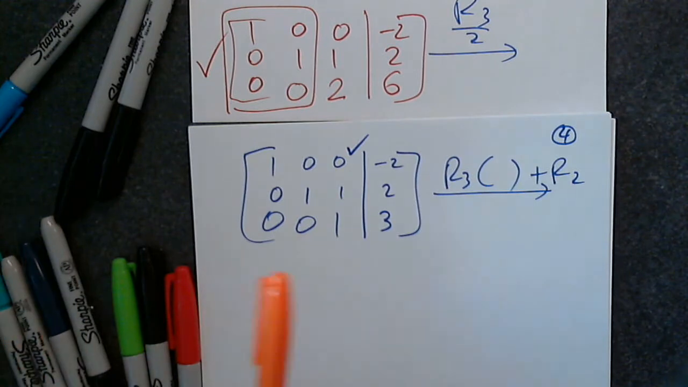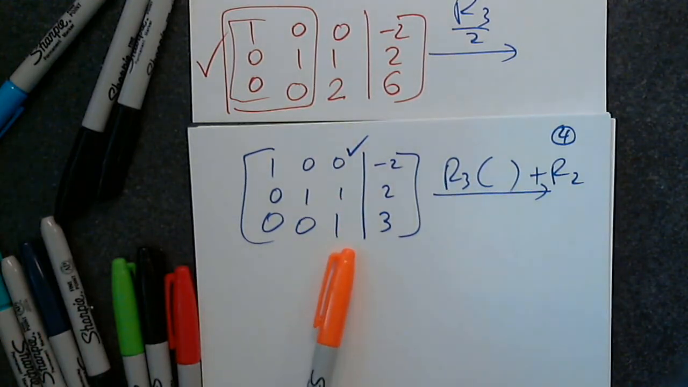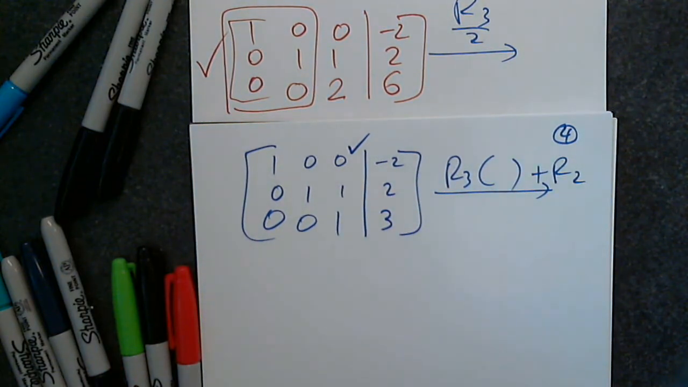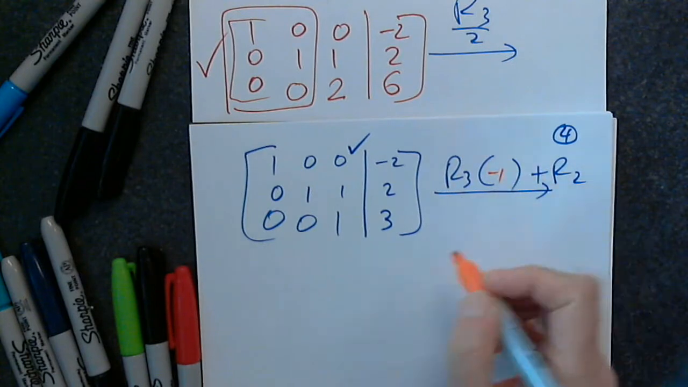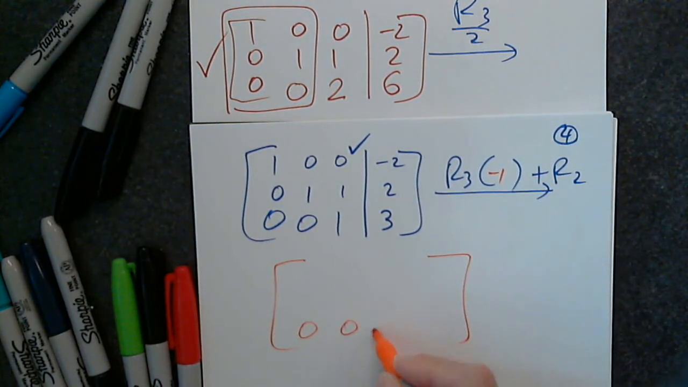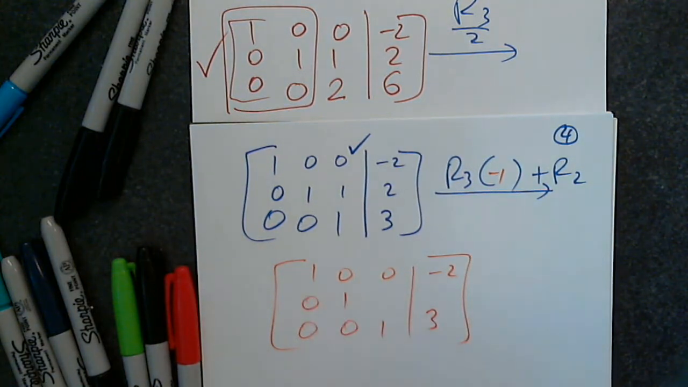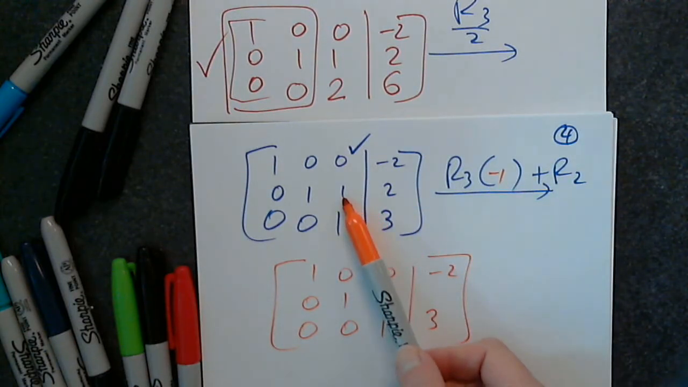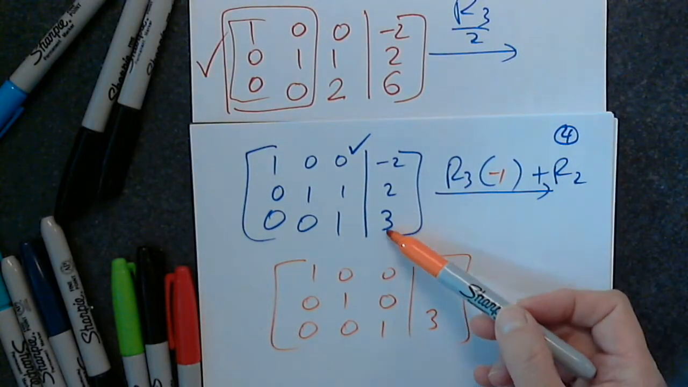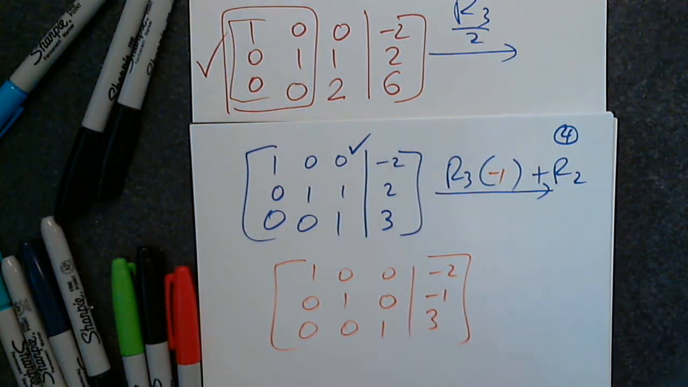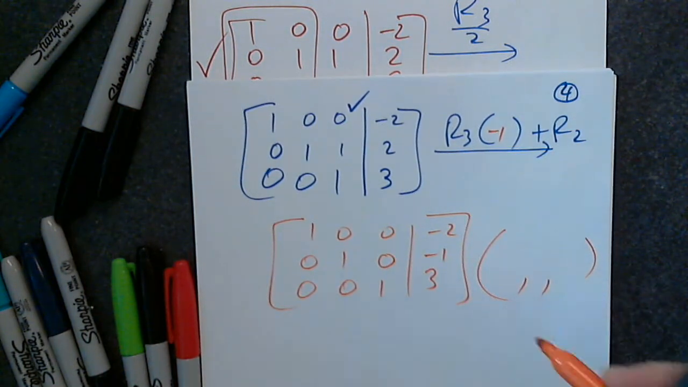So what do we need to multiply row 3 by to eliminate this number? That's the last one in our way. By negative 1. I copy row 3. I also copy row 1. And I only have one step. 1 times negative 1 plus 1. 0. 3 times negative 1 plus 2. Negative 1.